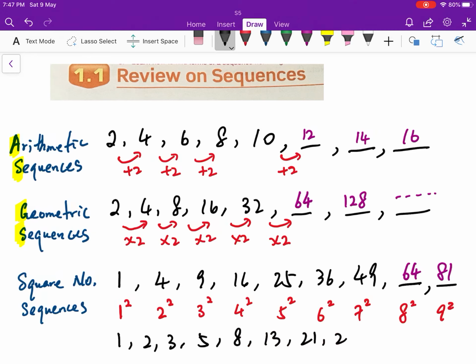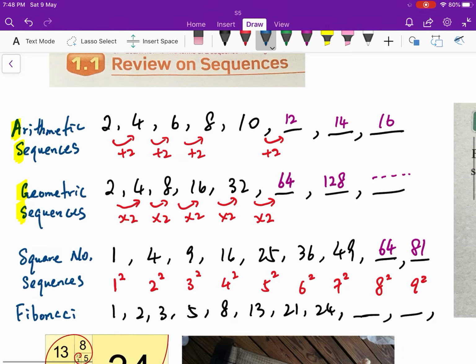13, 21, 24, then so on. So let's try to guess what is the property between those. If you still remember what you have learned in Form 1, you will find that this is a very famous sequence. It's called the Fibonacci sequence.